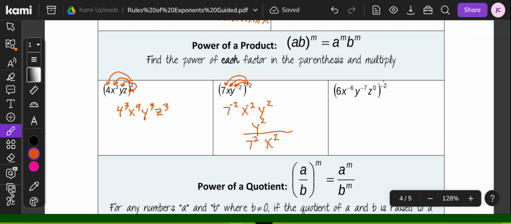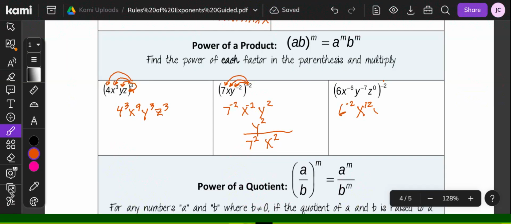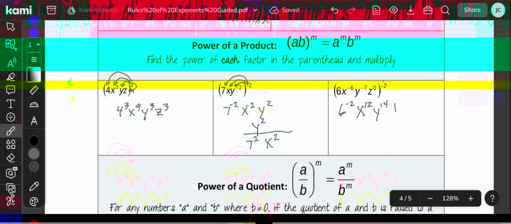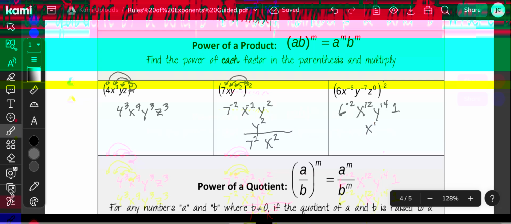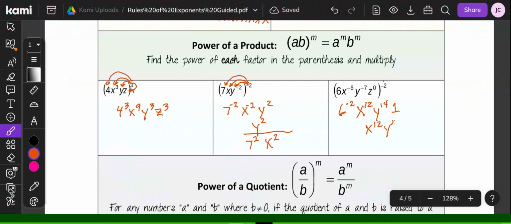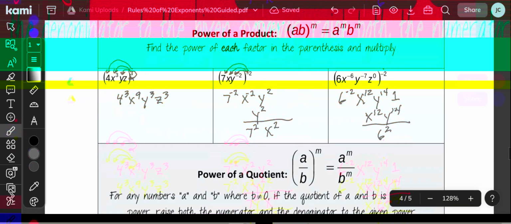All right. 6 to the negative second, x to the 12th, y to the 14th, right? We're multiplying by 0, so it's still 0. So z to the 0 is 1, right? Z to the 0 is 1. We're not going to write that in our final answer. So I've got x to the 12th, y to the 14th, over 6 to the 2nd, or you could write 36.